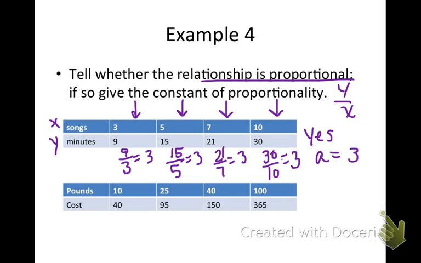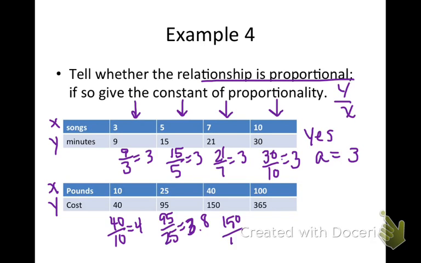Let's look at the second one again. So 40 divided by 10 is 4, 95 divided by 25 is... 8. And then we notice that this is also right here, just by doing these two, they are not a constant rate. Therefore, it is not a proportional relationship, and we cannot give the constant of proportionality because the rate is not constant.